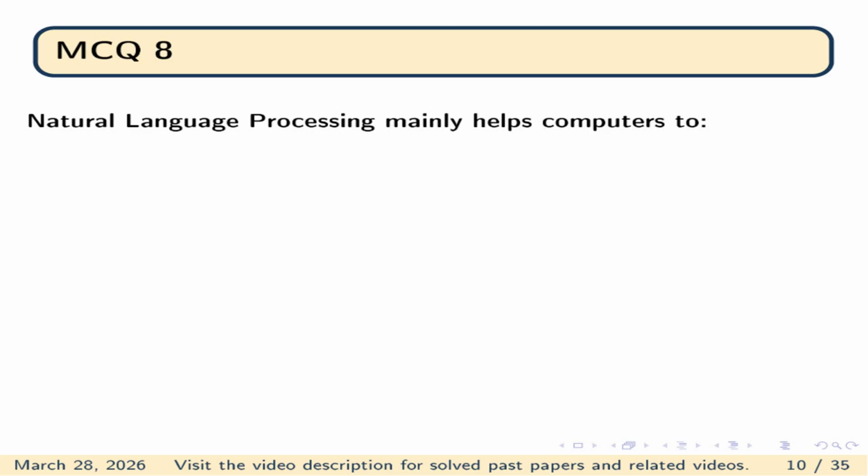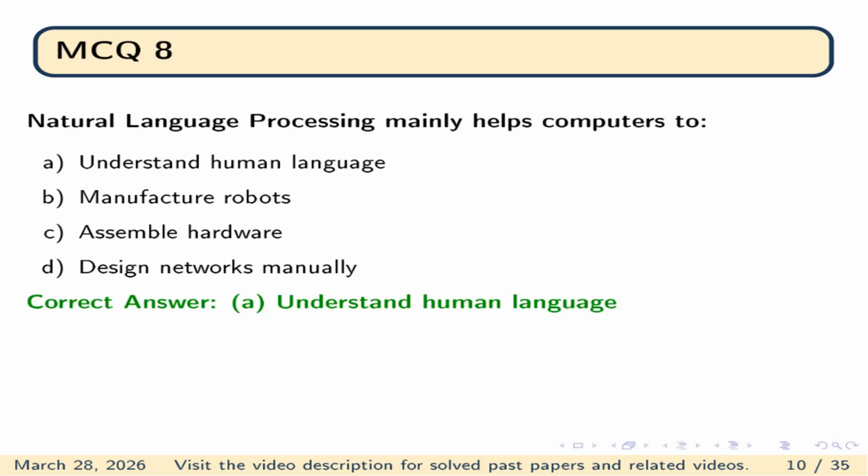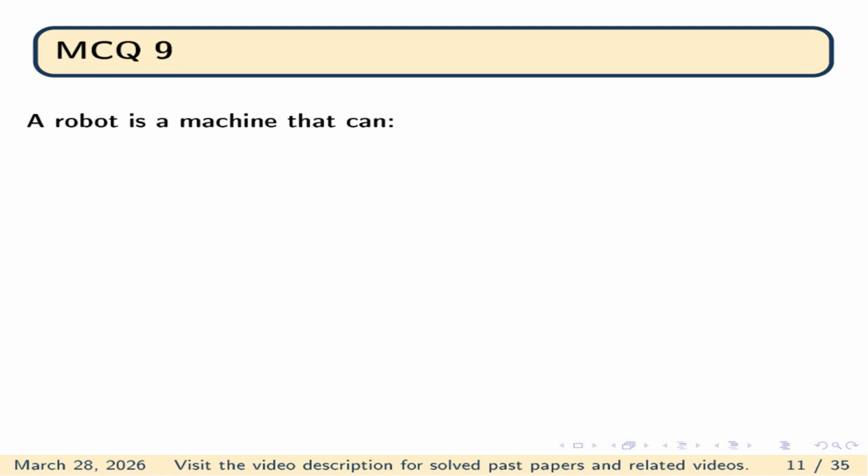Question number 8. NLP, that is natural language processing, mainly helps computers to understand human language, manufacture robots, assemble hardware, design network manually. The correct option is understand human language, because NLP enables computers to understand, interpret, and process human language.